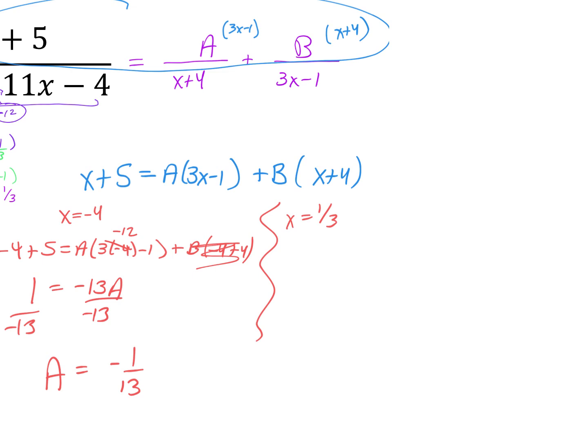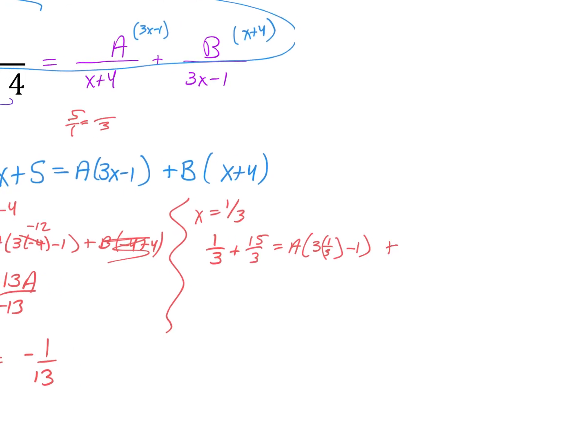Same thing on the right-hand side. I'm going to evaluate using 1/3. So I have 1/3 plus. What's another way I can write 5/1 as thirds? 5/1. I want to change it to thirds. 15/3. Okay, so 15/3, just for easier working here. Then I have a times 3 times 1/3 minus 1 plus b times 1/3 plus. What's another way I can write 4/1 as thirds? 12/3? Okay, agreed. Good job.